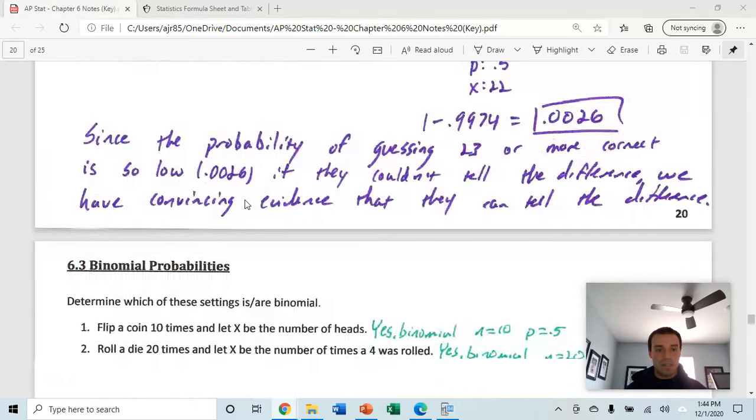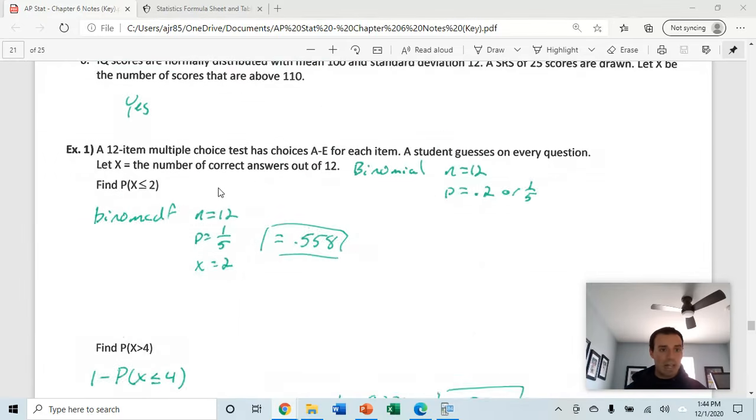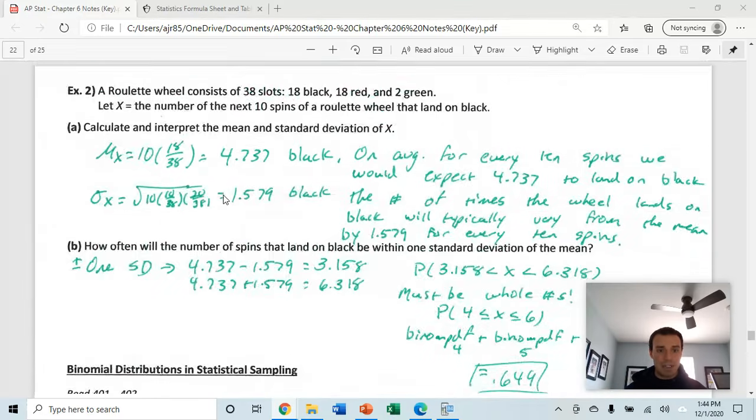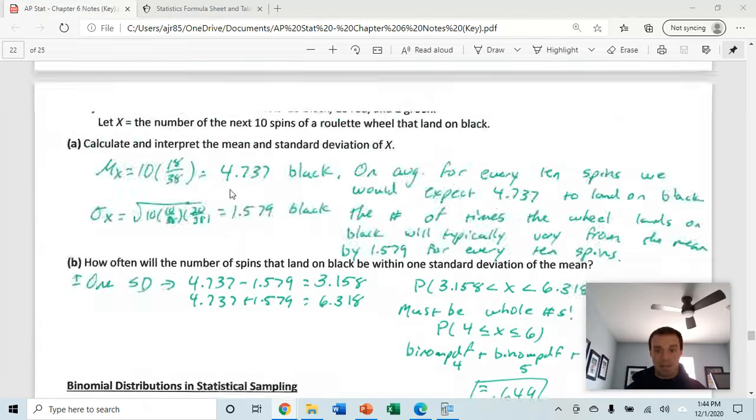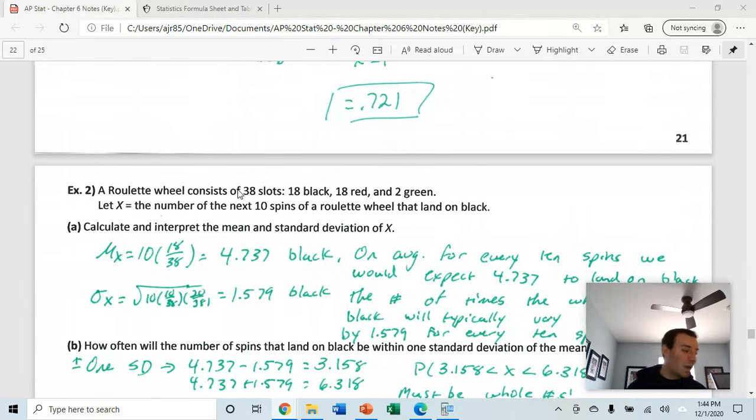As I said, we'll go through this example in class, as well as the one that follows on the next page and the next page. Okay, so we'll go through all of 20 and 21 in class, as well as 22. So all of these will be done in class.